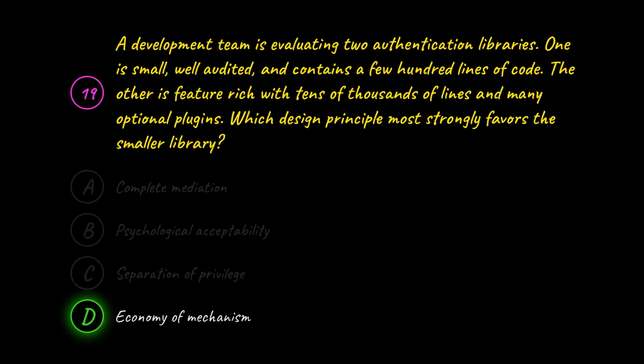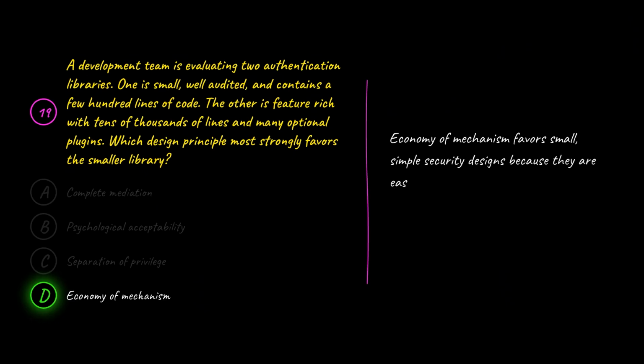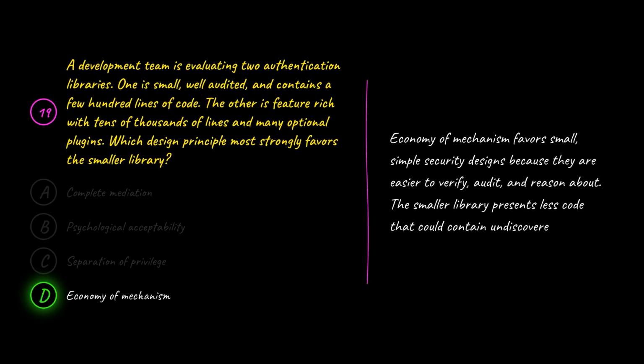The correct answer is D. Economy of mechanism. D is correct because economy of mechanism favors small, simple security designs because they are easier to verify, audit, and reason about. The smaller library presents less code that could contain undiscovered flaws.